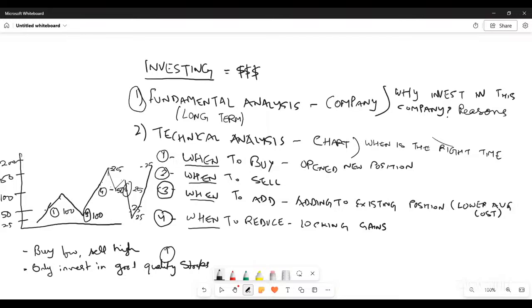Fundamentals. When we talk about the chart, like right here, all this movement, right? Starts with 50, goes to 100. That was all technical analysis, when we use the chart. This is number 2. So we have to combine both fundamentals and technical analysis.